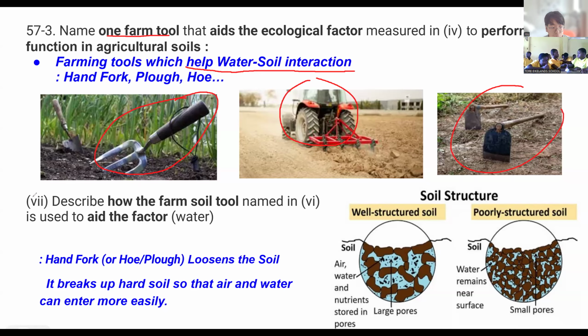Now let's look at this last part of this question. Describe how the farm soil tool named in 6, that previous one, is used to aid the factor, just the water. So yeah, we've already talked about this, all of these hand forks, plow, hoe, they break up the hard soil so that air and water can enter more easily. That's how it helps with the soil and water interaction.